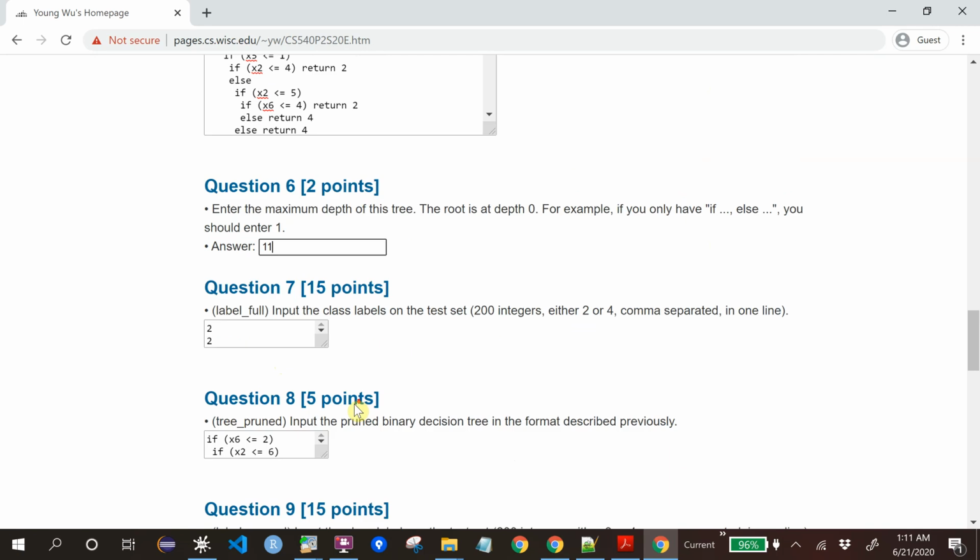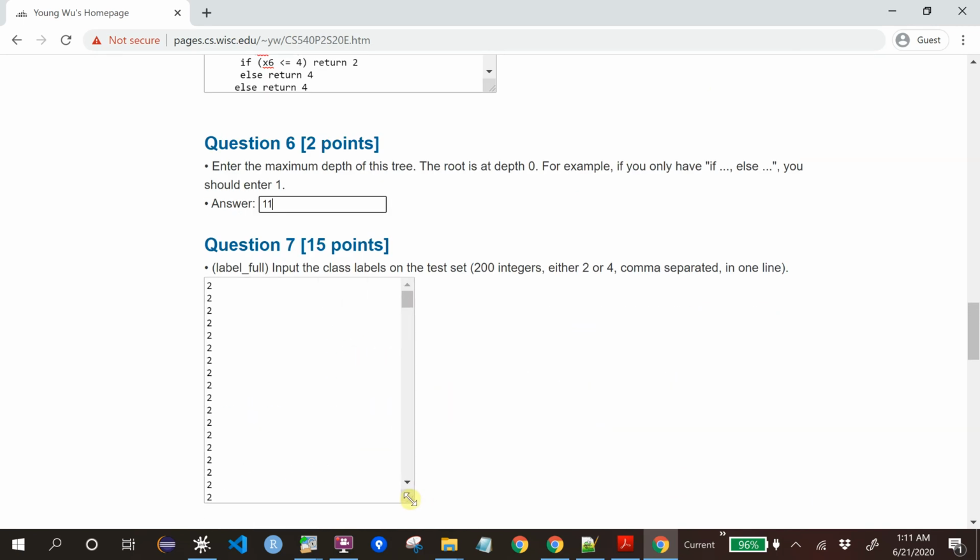Question 7 is just entering the labels. I asked to do it in one line, and the TA did it in many lines. It's okay, but you should output them in one line. The answer should be the first half 2, and the second half 4. I'm allowing a few of them incorrect. I think a few of them are incorrect here. Maybe not, all of them are correct. No, that one here is incorrect. So I'm allowing a few mistakes, but it should be mostly correct.